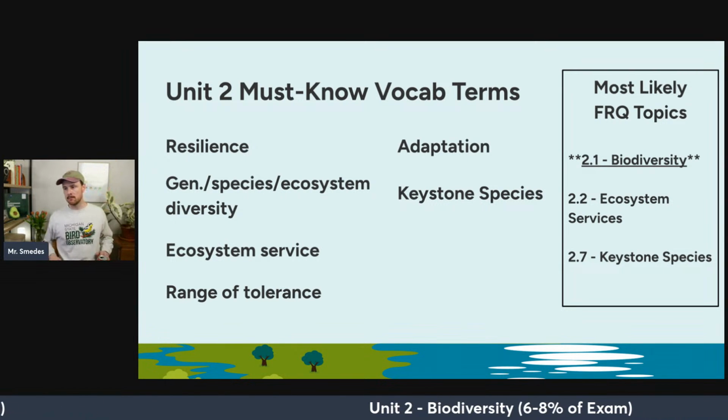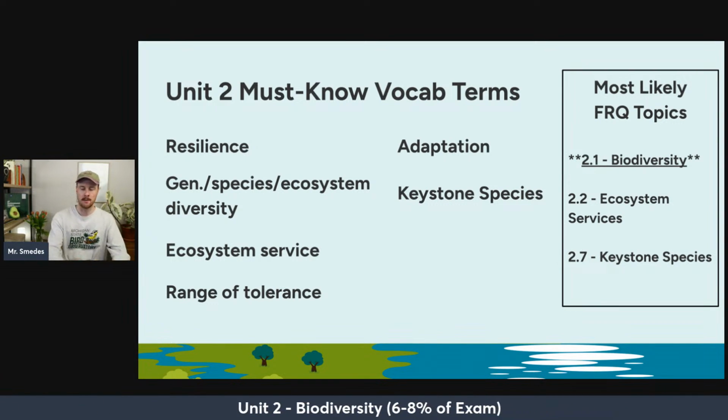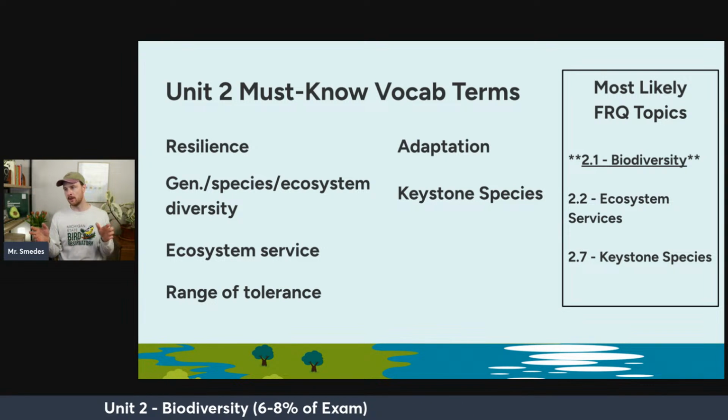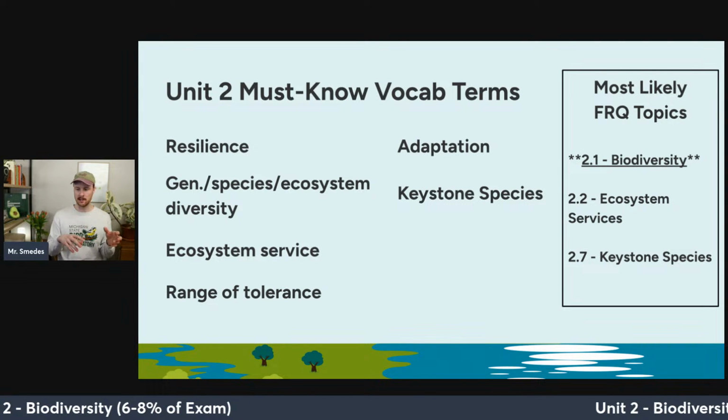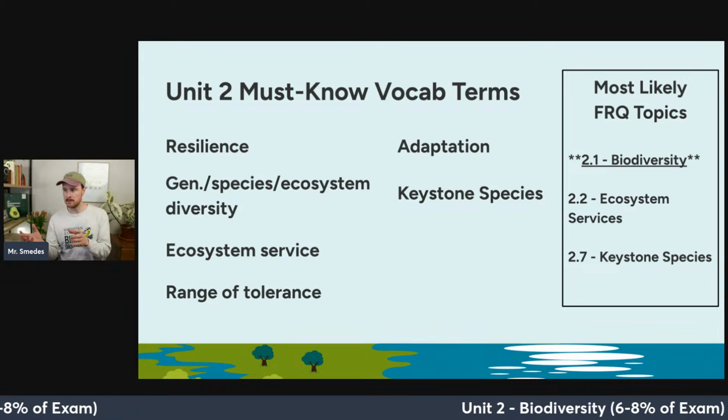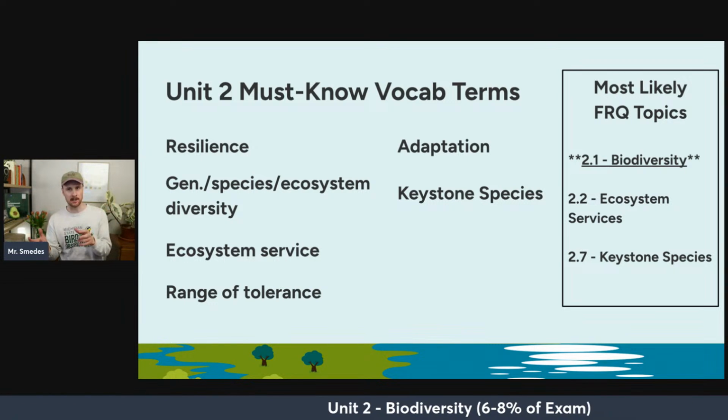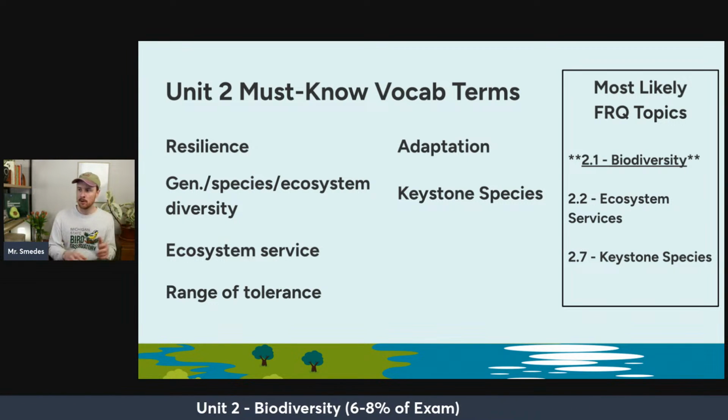Keystone species, also a very FRQ-worthy topic. I could see a whole FRQ based on preserving biodiversity in an area, some keystone species that were removed that destabilize the ecosystem and why. That would be a very FRQ-worthy topic.